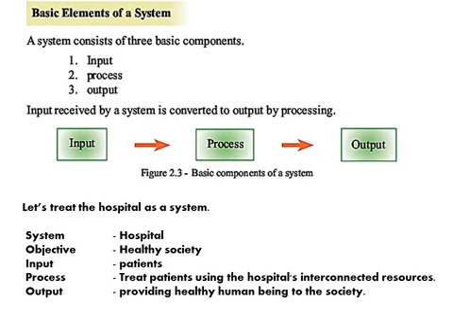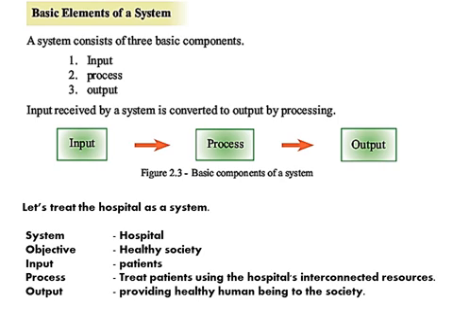Okay students, let's see the basic elements of a system. Every system has three basic elements: input, process and output. Here, input received by a system is converted into output by processing.